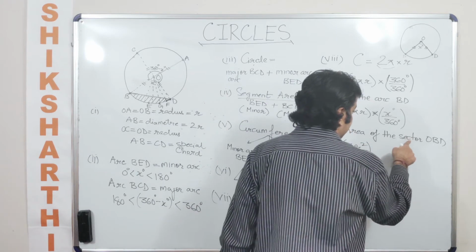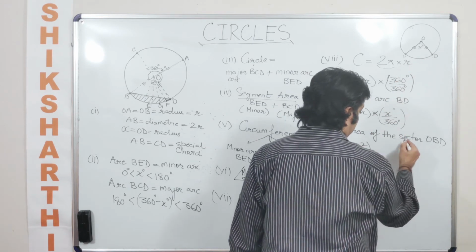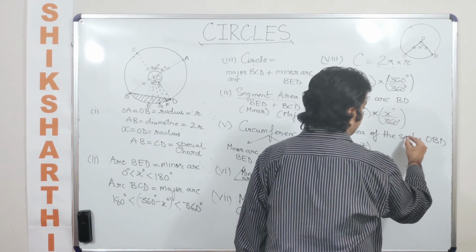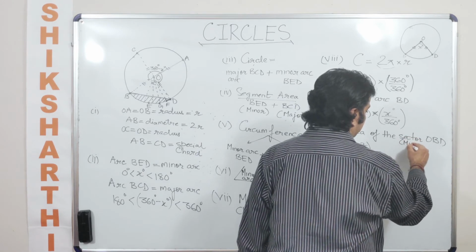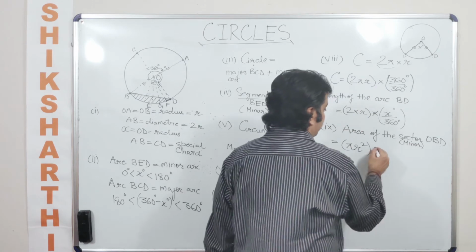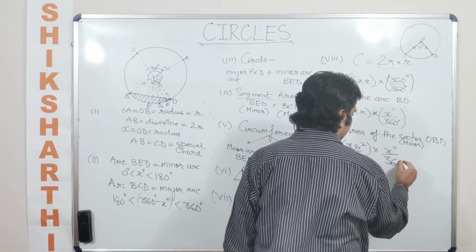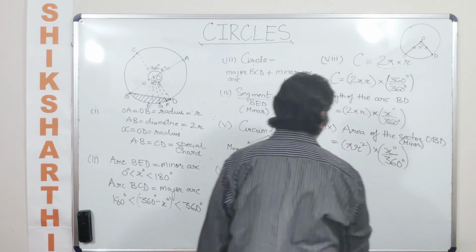So the area of the sector OBD, which in this case becomes what? The minor sector, let's say, just to understand it specifically, will be how much? This will be nothing but x degrees divided by 360 degrees. It becomes so easy to remember the formula.